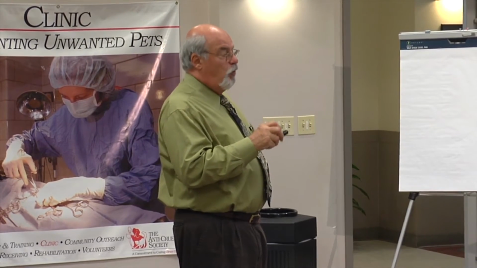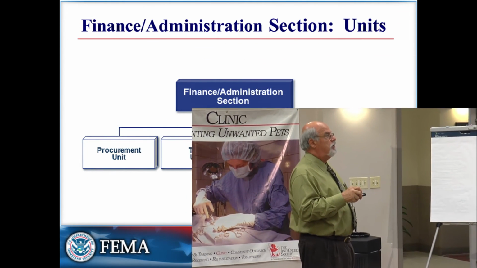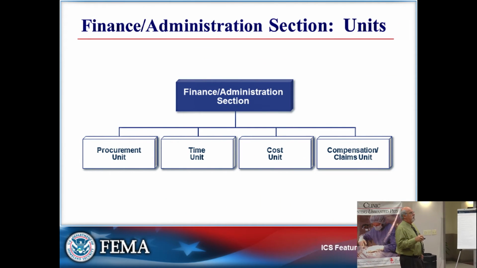Again, within a full-blown finance section, we can have something called a procurement unit, time unit, cost unit, compensation claims. Is it not pretty clear just from the titles of these positions what they'd individually be responsible for? And so again, it goes back to the whole business of trying to use a common terminology within ICS so that everybody has a pretty clear understanding of what different responsibilities are.